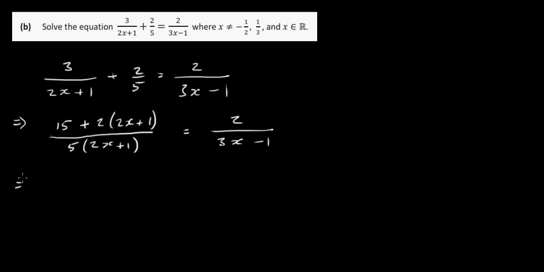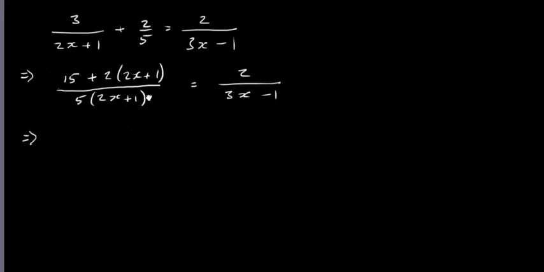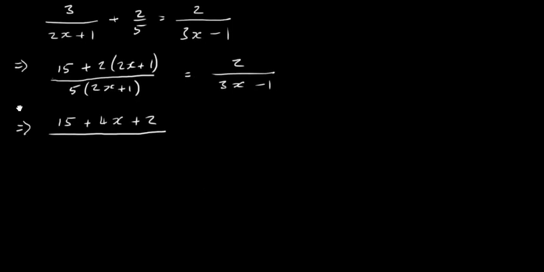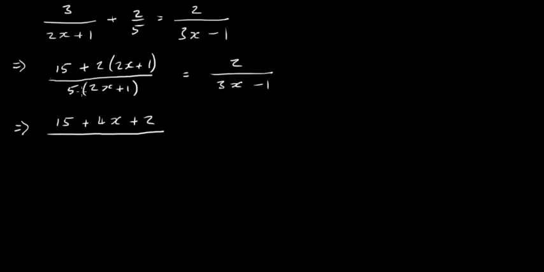Okay, so next thing I'm going to do is just multiply everything out here on the top and the bottom. So here I've got a 15, I've got plus 2 times 2x, which is 4x, 2 times 1, 2. On the bottom here I've got, let's see, 5 times 2x, so that'll give me 10x. 5 times plus 1 is plus 5. And here on the right hand side again, 2 over 3x minus 1.